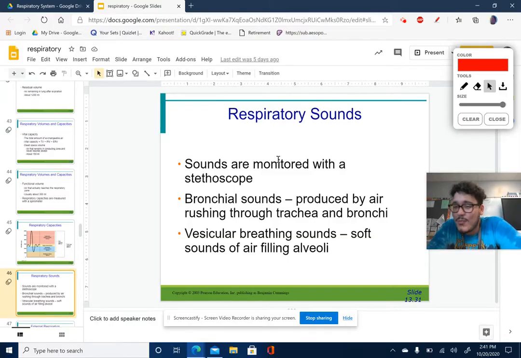Respiratory sounds. How do we identify respiratory sounds? Use a stethoscope. It's a classic, iconic medical tool, medical device, right? So sounds are monitored with the use of a stethoscope. What sounds do we identify? Bronchial sounds and vesicular sounds.